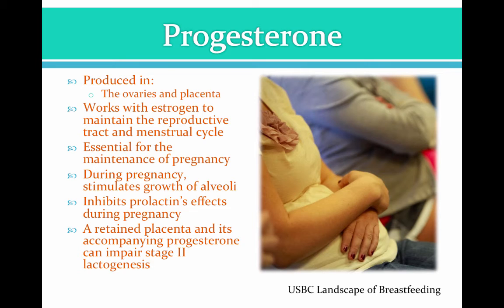Progesterone inhibits prolactin's effect during pregnancy. So prolactin is what helps to make the milk, but during pregnancy, progesterone inhibits prolactin's effect. So a retained placenta and its accompanying progesterone can impair stage 2 lactogenesis. If the placenta or part of the placenta is retained, then stage 2 lactogenesis can be delayed because more progesterone is hanging around, which inhibits prolactin.